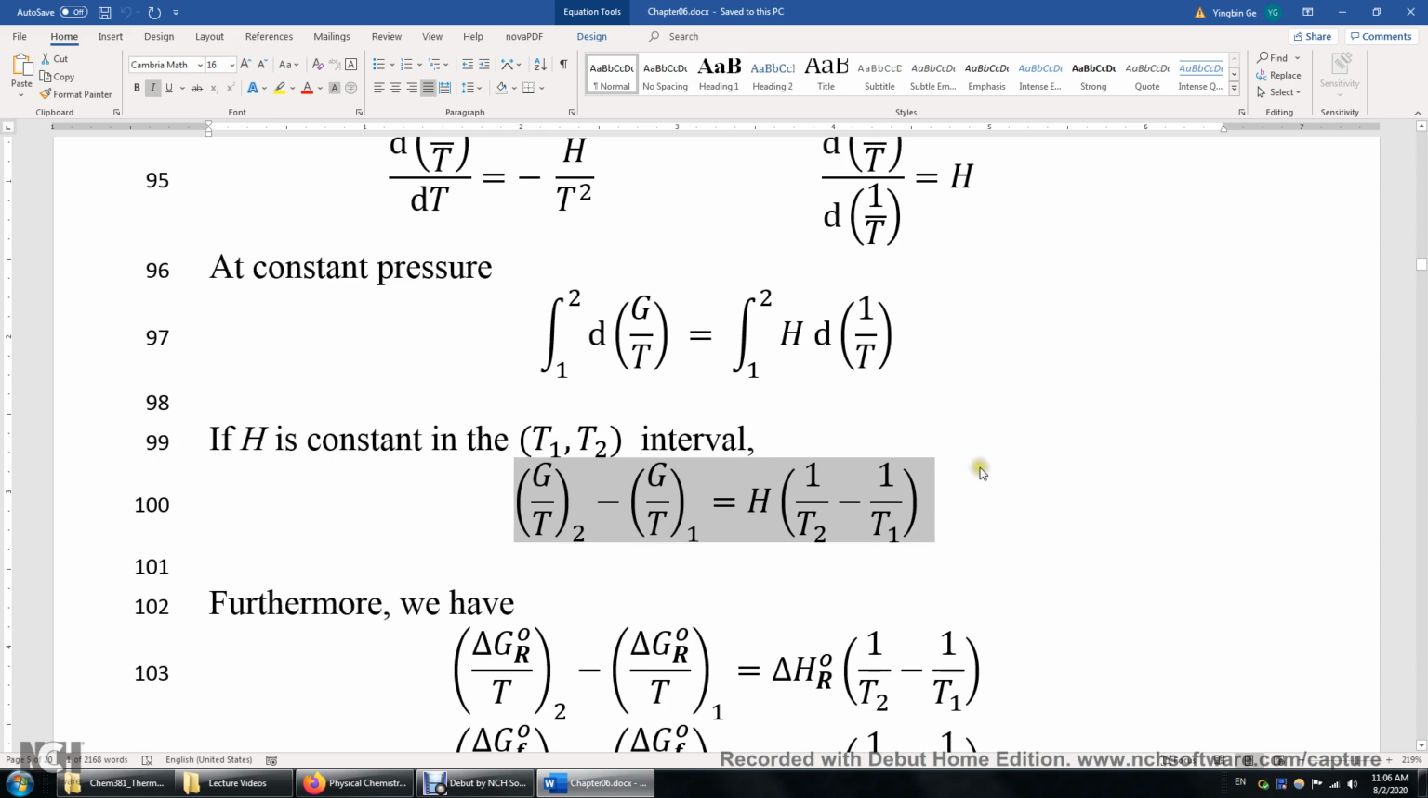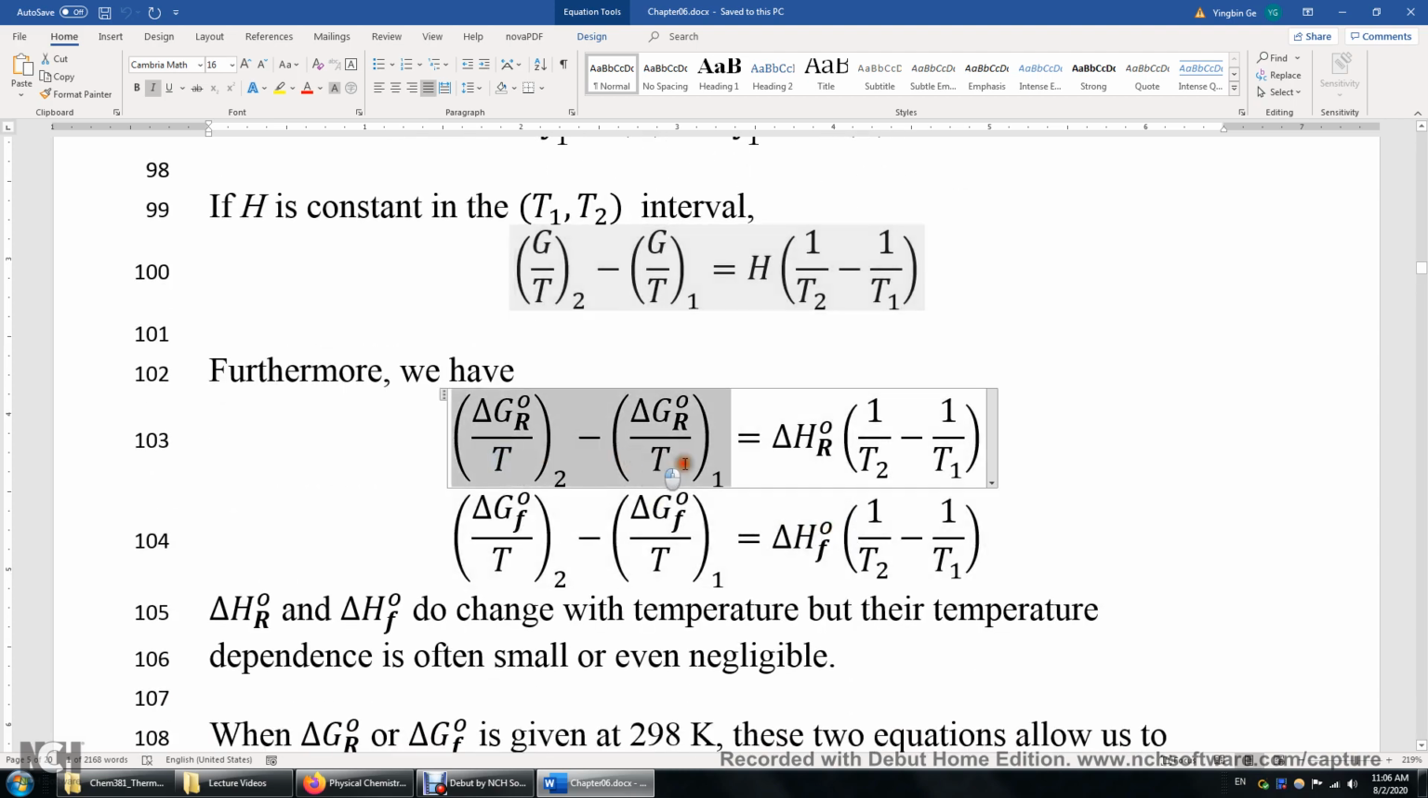So if we make that assumption and then we apply this equation to the product, we get one equation. We apply this to the reactants, we get another equation. We take the difference between the two equations, one for the product, one for the reactant. Remember, product minus reactant. That's the chemical reaction. Therefore, we have this equation here. Going from here to here, what you need to do is to apply this equation to the products and then to the reactants. And then you get two equations, take the difference, you get this one.